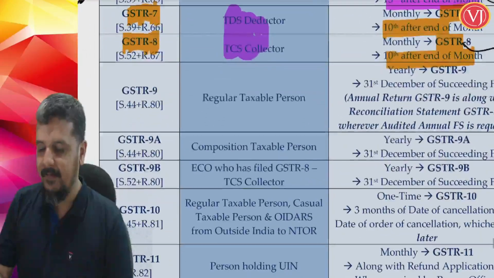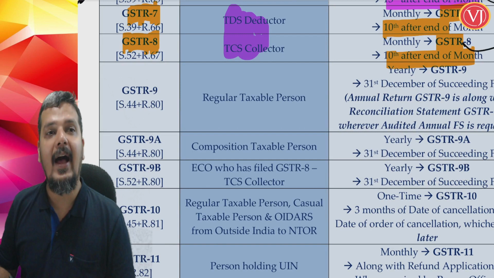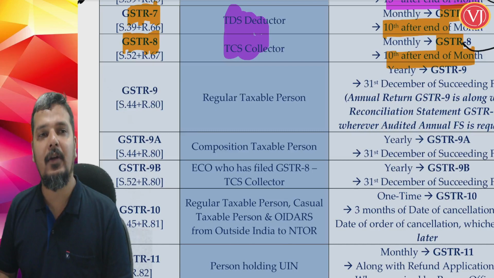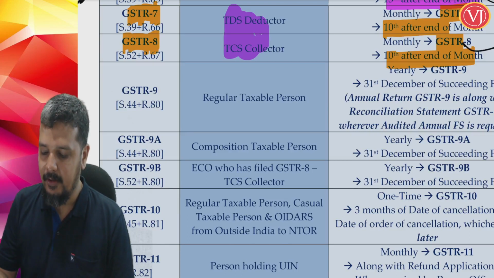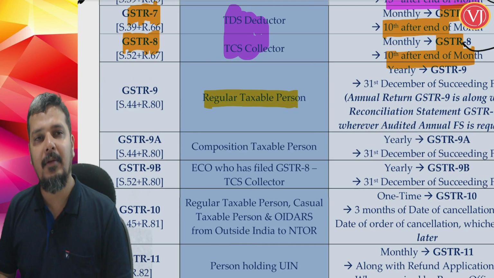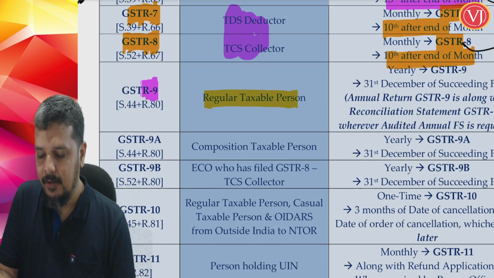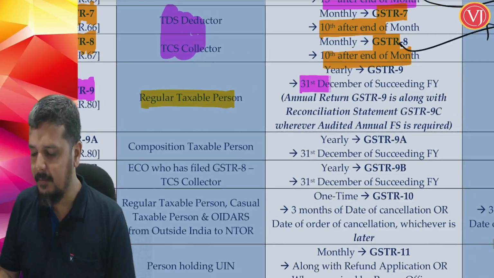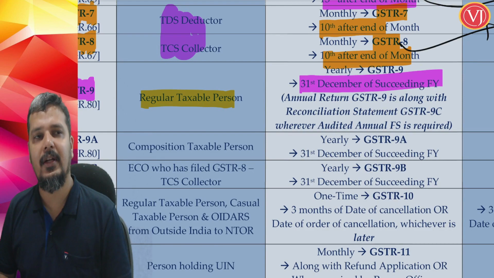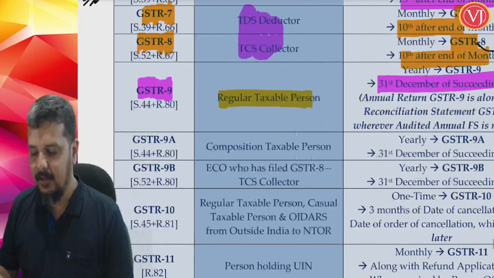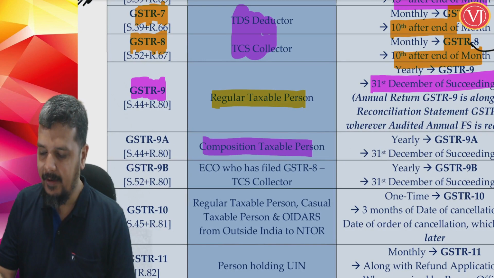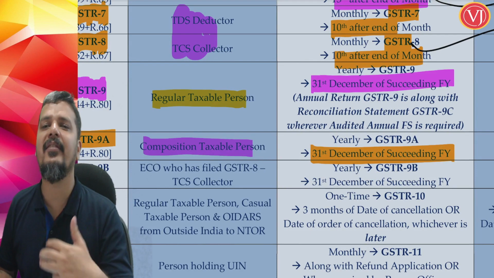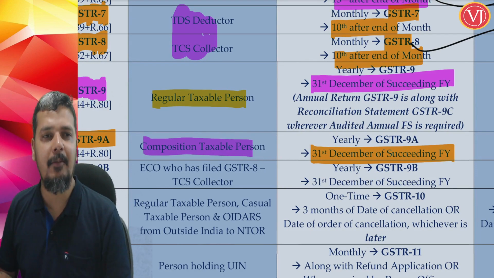Now, you are having something called your annual return. Please understand that three of them are required to file their annual return. One, your regular taxable person will file GSTR 9, and the due date for all of them is 31st of December of the next financial year. A composition taxable person will file GSTR 9A, due date 31st of December of the next financial year. After the end of the financial year, you have 9 months time.